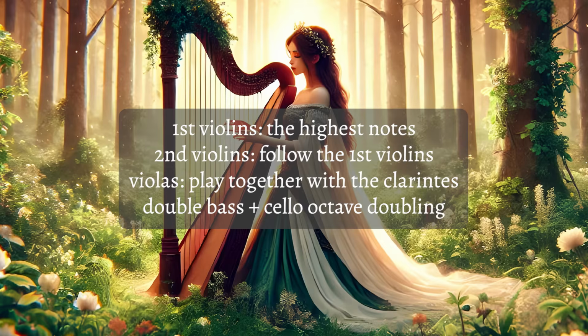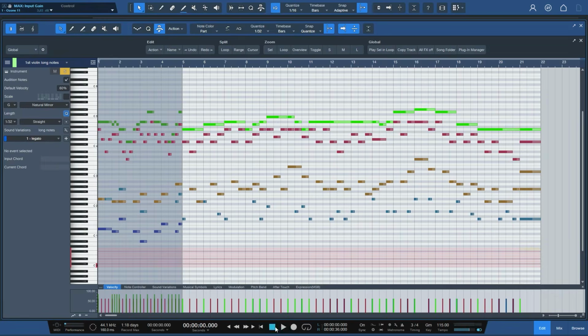The first violins usually play the highest note, while the second violins harmonize with it. The violas, along with the clarinets, play chords in a slightly different rhythm from the vocal line. Initially, the cellos and the double basses use legato articulation, but later switch to pizzicato to create a contrast with the other instruments, which mostly play legato.